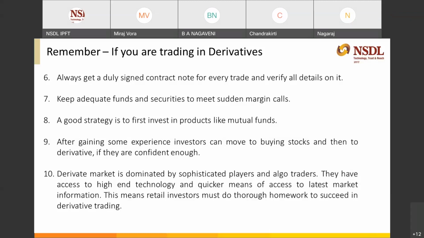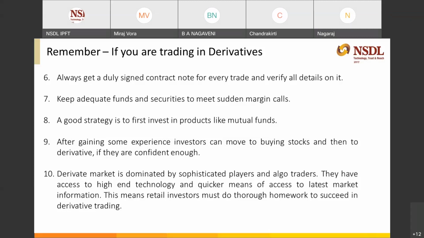And if you are very new to the market, it would be prudent that you start with products like mutual funds, where your risks are diversified much more. Gain experience through mutual funds, then through equity investments, buying stocks for a particular point. And when you are confident enough, then only enter into the derivative market.